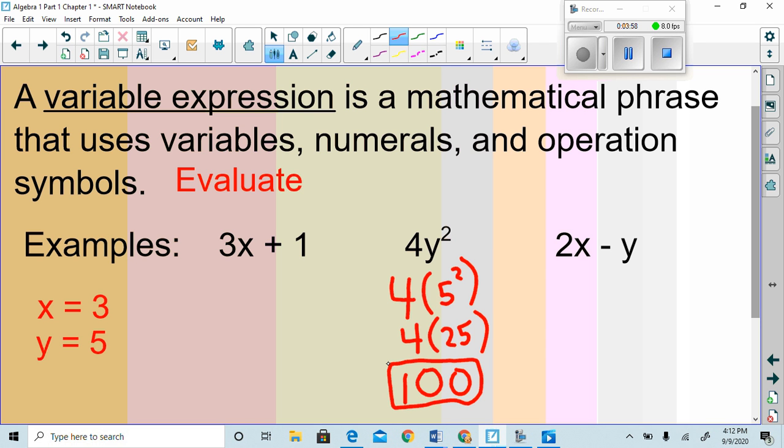In my last problem, I have 2 variables, so I have 2 times 3, and from there I'm going to subtract y, which is 5. This gives me 6 minus 5, which equals 1, and done. Okay? Those are a few examples of our variable expressions and how we're going to work with them by evaluating them.